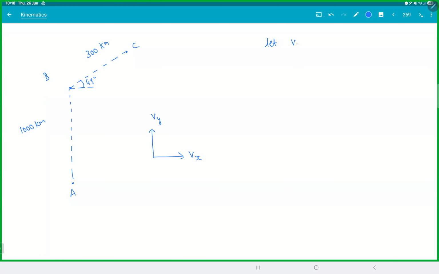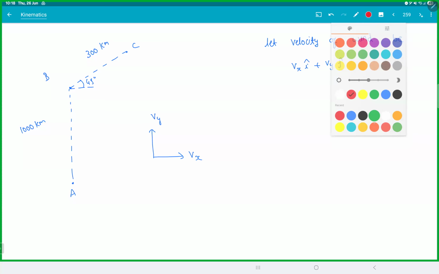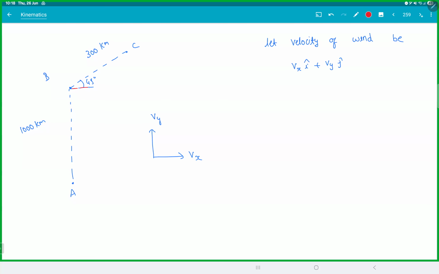Let velocity of the wind be... So keep that thing in mind. If you don't know how it is flowing, you can always take two perpendicular components. So if you can find Vx and Vy, my job's done. Let the velocity of the wind be Vx i cap and Vy j cap. Perfect. If you look at this distance here, this will be 300 cos 45, 300 by root 2. This will be 300 by root 2.